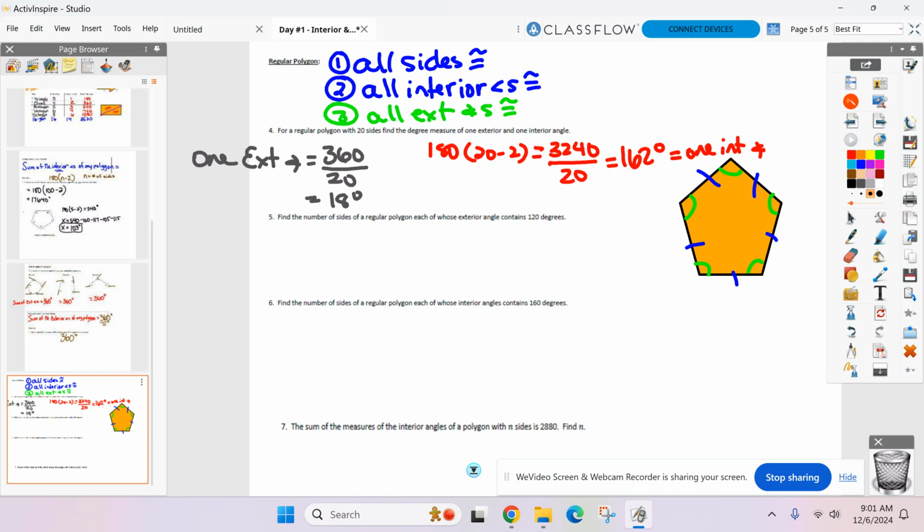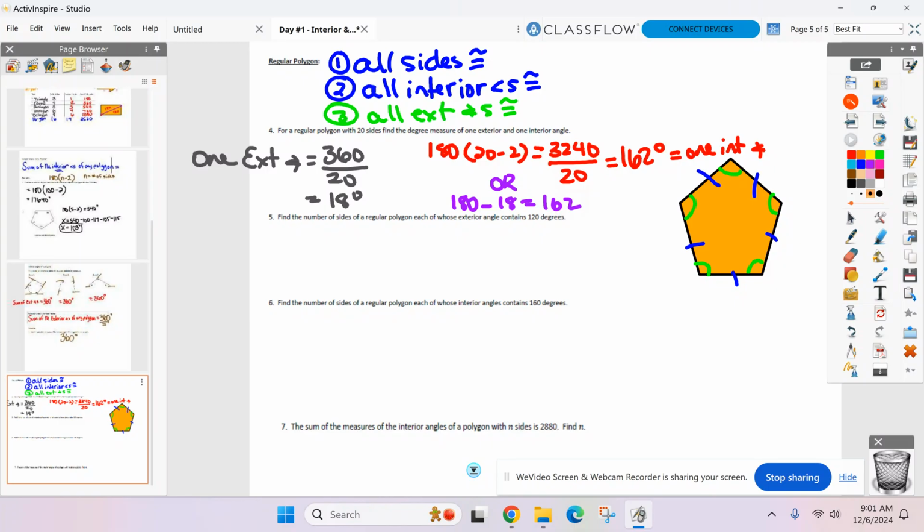Could I have gotten 162 a different way without having to find the total, 3,240? Could I have gotten there a little quicker knowing the exterior already? I already know the exterior. Guys are shaking your heads. 180 minus 18. Yeah, remember, interior and exterior add to 180. They're supplementary. So I could have also done 180 minus 18, and that also would have gotten me 162. Good job. And I don't care how you do it.